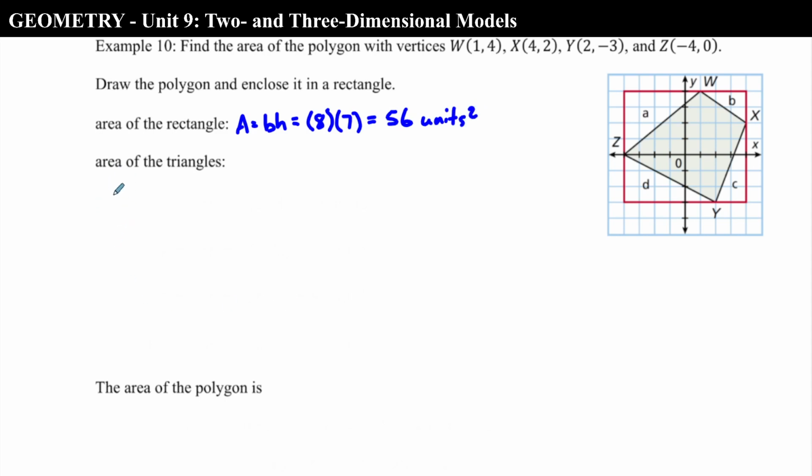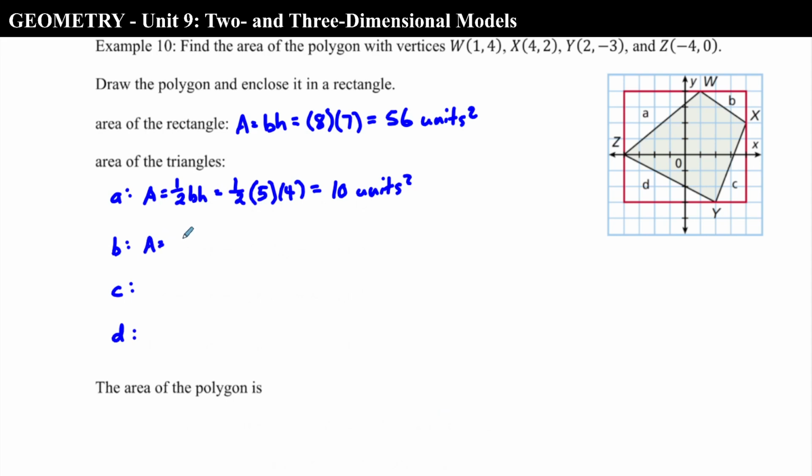Now we need to find the area of the triangles. So we're going to find the area of triangle A, B, C, and D. Well, we know that the area of a triangle is 1/2 of the base times the height. So for triangle A, our base here is 1, 2, 3, 4, 5, and our height is 1, 2, 3, 4. So 5 times 4 is 20. Half of that is 10 square units.